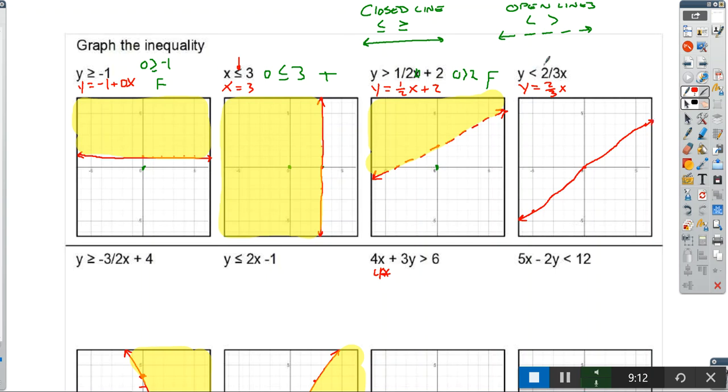And again, y cannot equal 2/3 x. So therefore, this boundary line is not part of the solution set. So I need to turn it into an open line. There we go. And now let's pick a point that is not on that boundary line. I like this point right here. 1s and 0s are pretty easy to deal with.